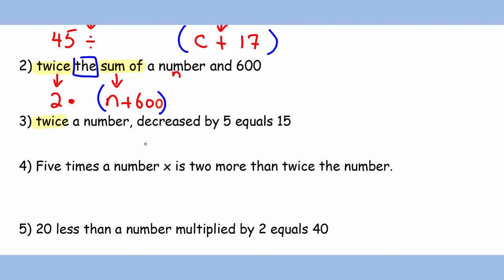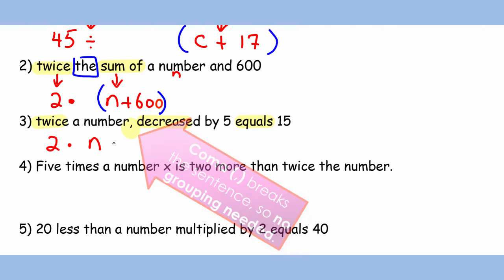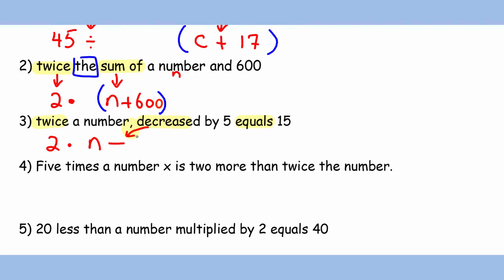3. Twice a number, comma, decreased by 5 equals 15. Again, twice means you want 2 times a number. Comma means we will take a break, so there's no grouping needed. We will just directly subtract 5 equals 15.